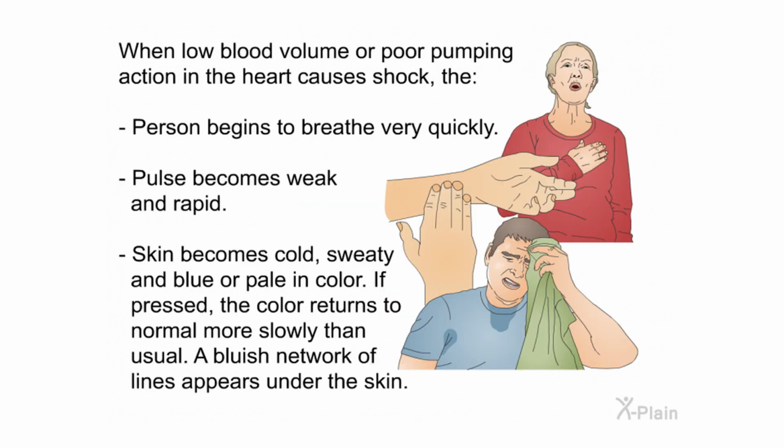When low blood volume or poor pumping action in the heart causes shock, the person begins to breathe very quickly. Pulse becomes weak and rapid. Skin becomes cold, sweaty, and blue or pale in color. If pressed, the color returns to normal more slowly than usual. A bluish network of lines appears under the skin.